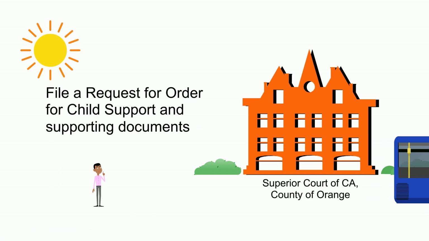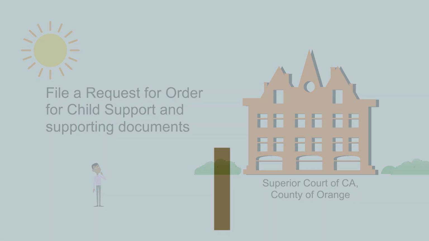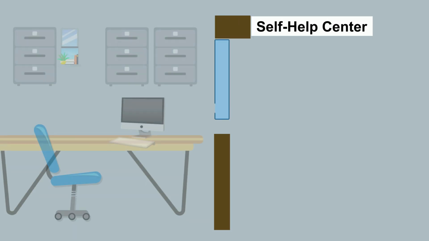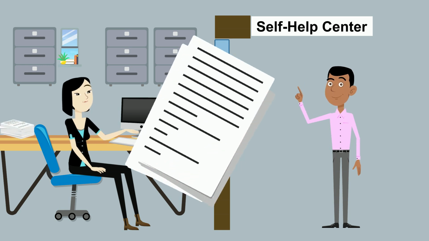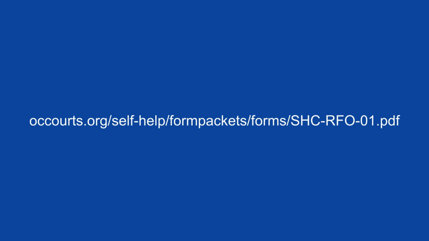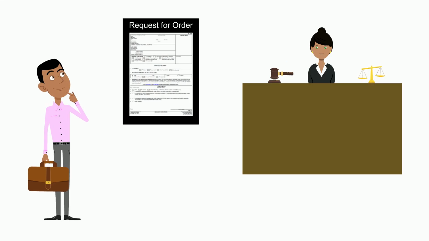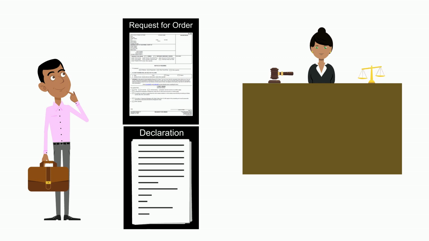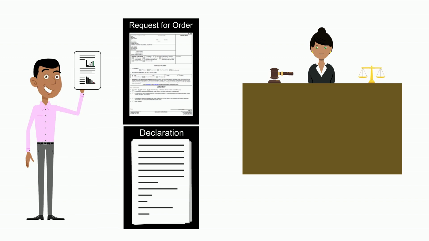If you would like to request a hearing with the court, you will have to file a request for order for child support and supporting documents. The Self-Help Center has compiled the necessary forms in a packet. You can access the form packet by adding this link to your browser. With your request for order, you will have to provide the judge with a statement, referred to as a declaration, to inform the judge as to your reasons for asking for child support.